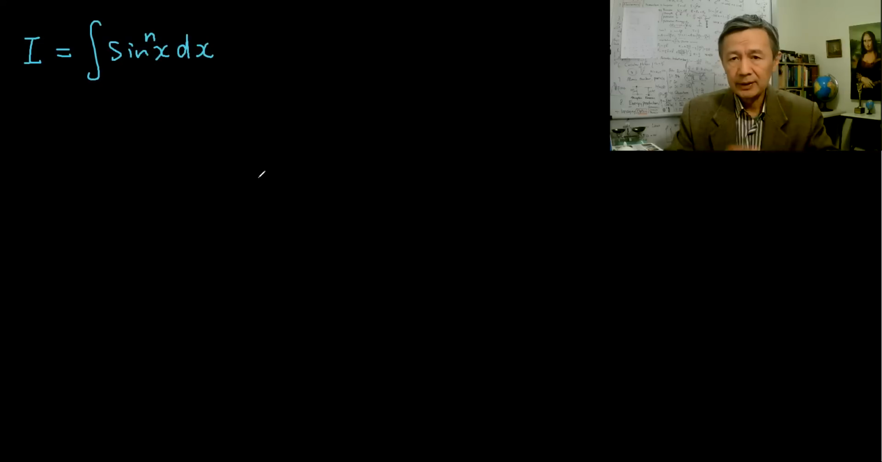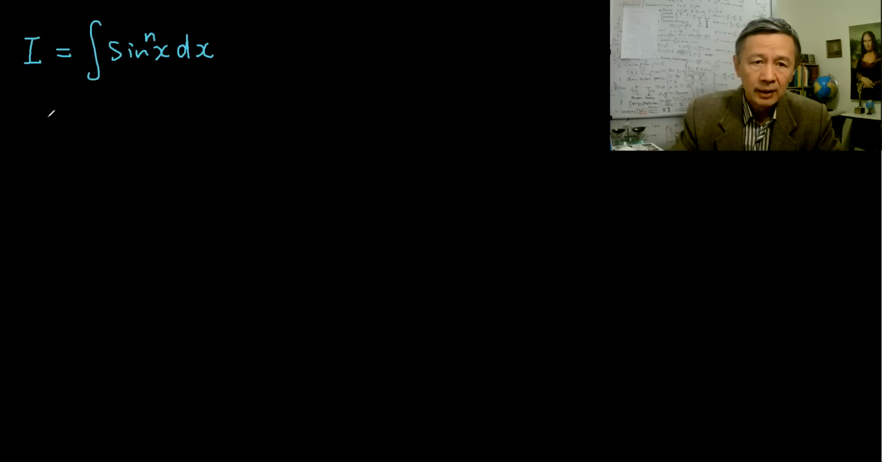So this one, I will equal the integral of sine x to the power of n dx. Now this is the general form of this integral, and this integral can be subdivided into two categories. One is when n is odd, so n equals 2k plus 1. Another is n is even, n equals 2k.